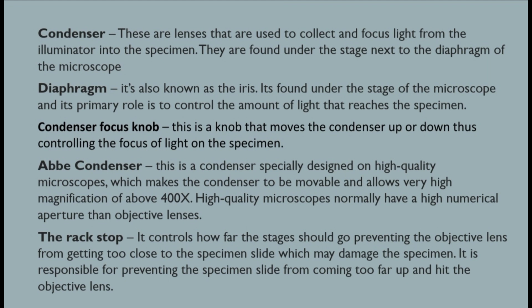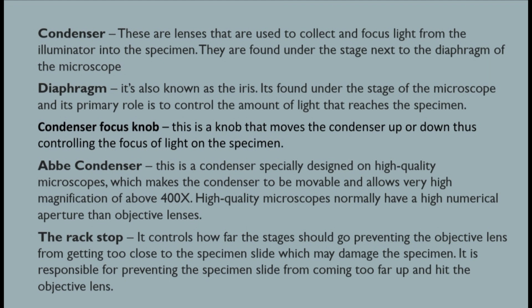Number 12 is the Abbe condenser. This is the condenser specially designed on high-quality microscopes, which makes the condenser movable and allows very high magnification of above 400 times. High-quality microscopes normally have a high numerical aperture for the objective lenses.